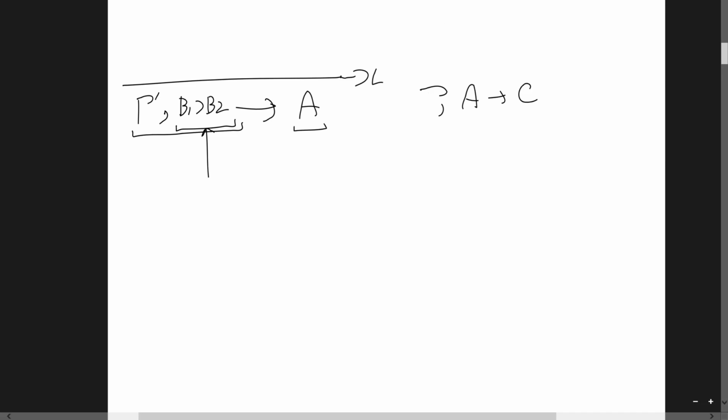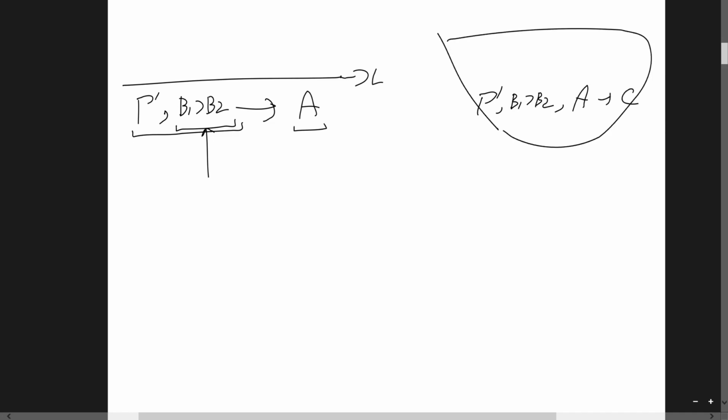So now this time, this is gamma prime, B1 implies B2, and A implies C. So we have some proof. And the premise goes gamma prime, B1 implies B2 arrow B1, and then we assume B2, and then that leads to A. That's the result of applying the implication left rule.